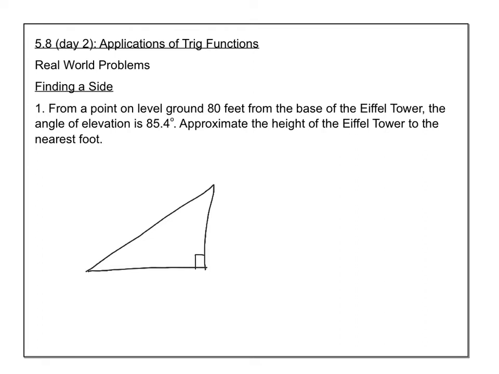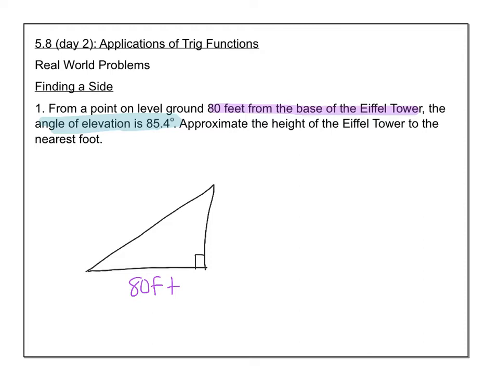So it says, from a point on level ground about 80 feet from the base of the Eiffel Tower, the angle of elevation is 85.4 degrees. We want to approximate the height of the Eiffel Tower to the nearest foot. So the first number they gave us, the 80 feet from the base of the Eiffel Tower, that number we know is going to go along the ground. So that's going to go here. The next number they gave us was the angle of elevation. The angle of elevation is 85.4 degrees.